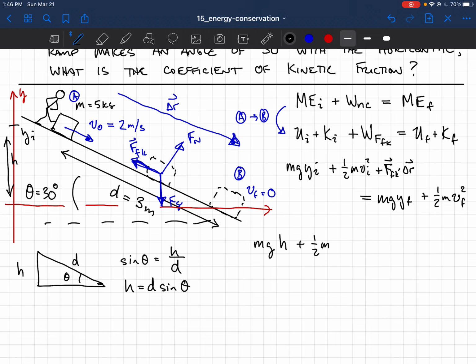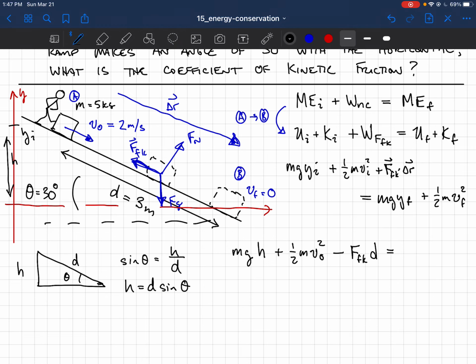My initial kinetic energy is 1/2 m, well, I called it v0 squared. And then my frictional force dotted together with my delta r, well, you can see from this picture here that the frictional force points backwards, the delta r points forwards. So I get minus, from the cosine of 180, the magnitude of the force of friction, and the magnitude of the delta r vector, which is what I call d there.